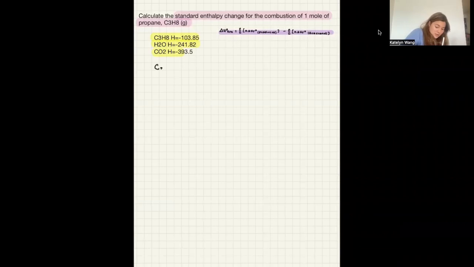It's going to be C3H8, which is propane, and it says it's in its gaseous form, plus oxygen. But remember that the standard state of oxygen is O2 and it's gaseous. And we remember that using that mnemonic, have no fear of ice cold beer. And then we're going to produce liquid H2O and gaseous CO2. Now, the first thing you need to do always is to balance this equation.